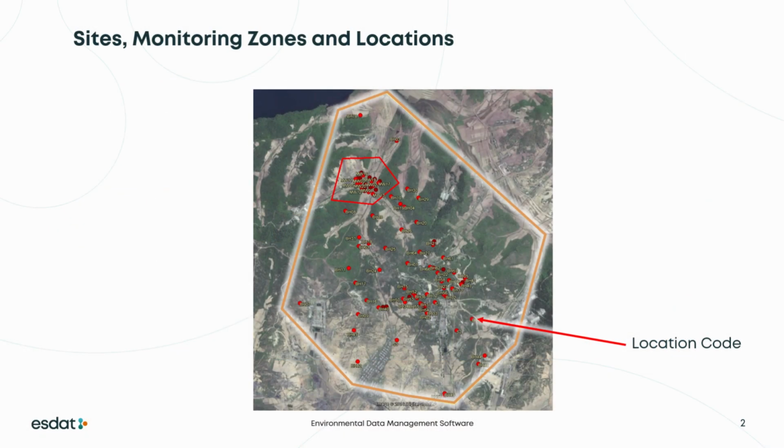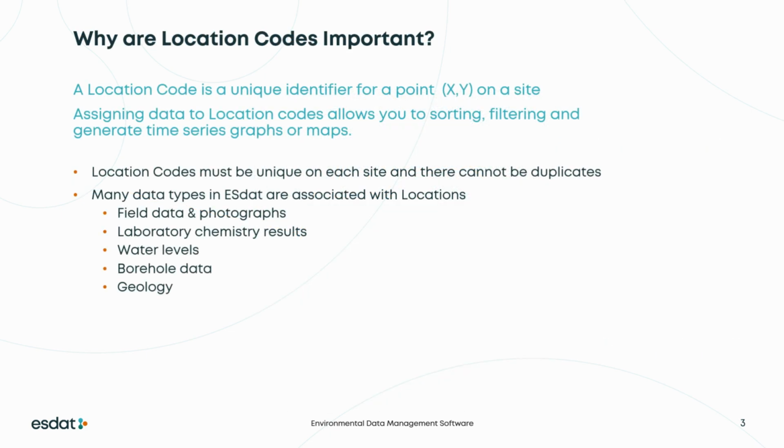The location code is a monitoring point associated with a site and potentially a monitoring zone. A site is an address, operation, or area that is being investigated. A monitoring zone is a subsection of a site, such as an area of contamination that can be used to group locations together. A location code is a unique identifier for a point on a site.